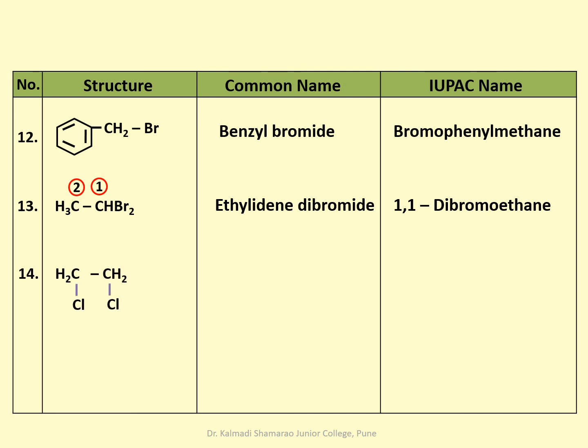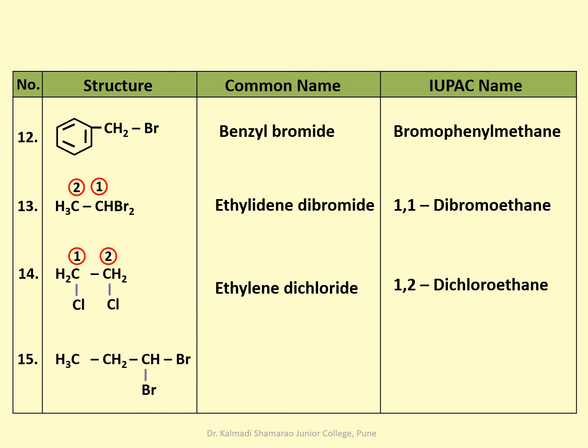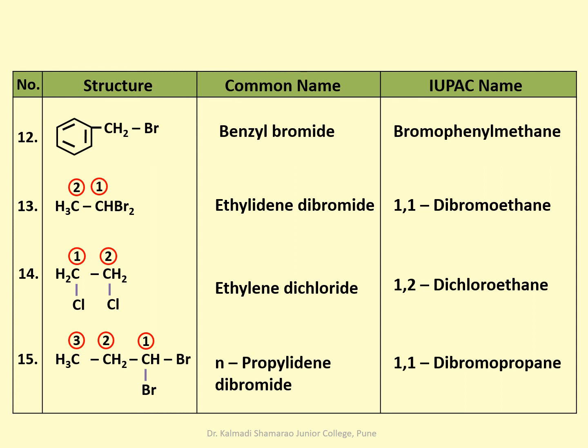What type of dihalogen derivative is this? It is a vicinal dihalide. So the common name of the compound is ethylene dichloride and the IUPAC name is 1,2-dichloroethane. Now this is again a geminal dihalide. So the common name is n-propylidene dibromide and the IUPAC name is 1,1-dibromopropane.